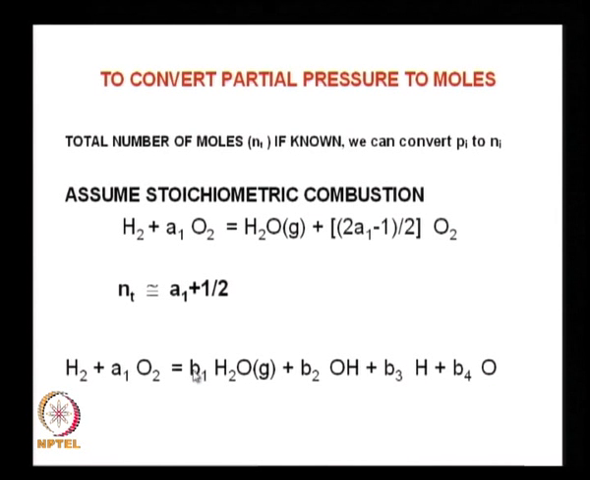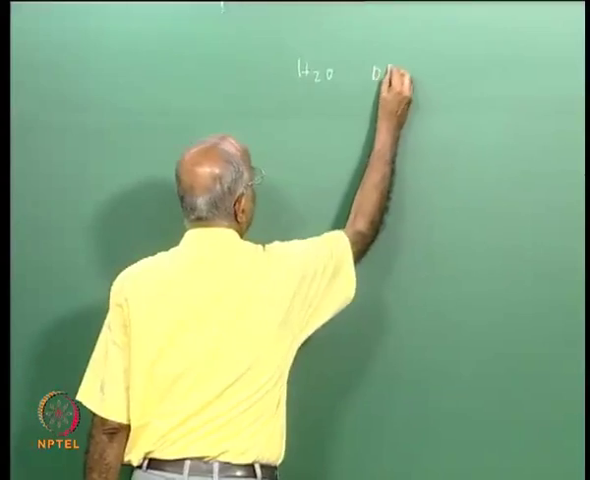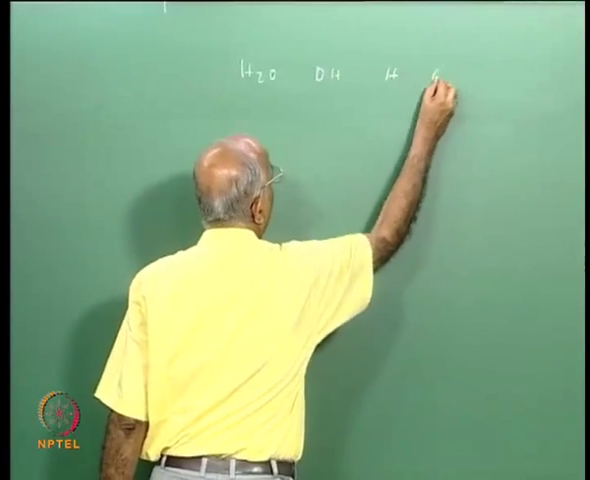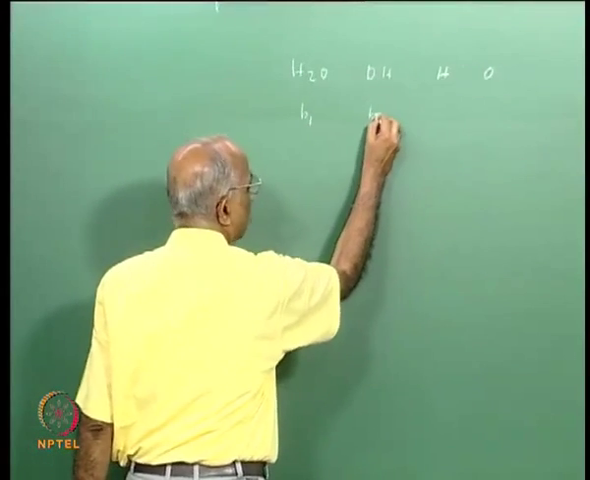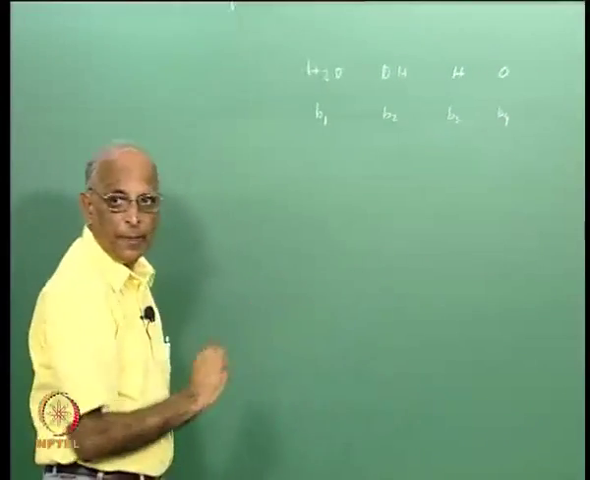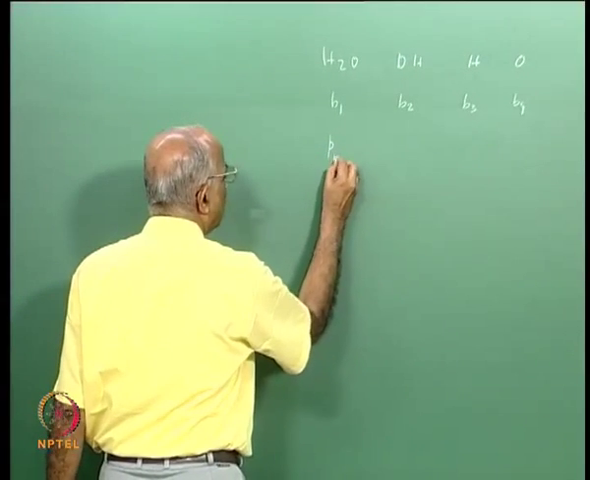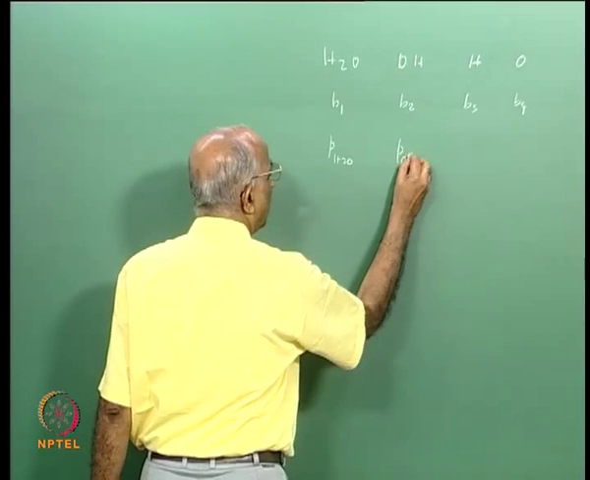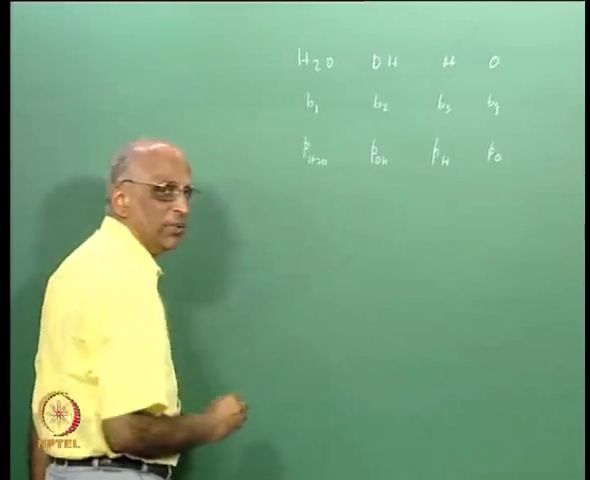Now, how do I convert partial pressure to B1? I think that is something which is important. Let us just do it on the board. Let me again repeat what I am saying. I have H2O, I have OH, I have H, I have O, and according to the equation I have B1 moles of this, B2 moles of OH, B3 moles of H and B4 moles of O. Now, what did I do through the equilibrium constant? I said the partial pressure of H2O is so much, the partial pressure of OH is so much, the partial pressure of H is so much, the partial pressure of O atom is like this.